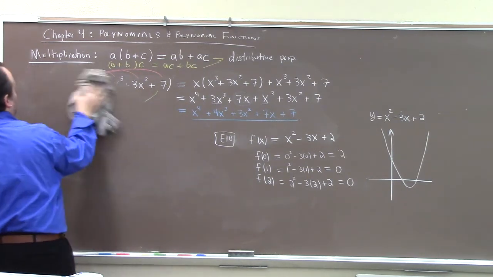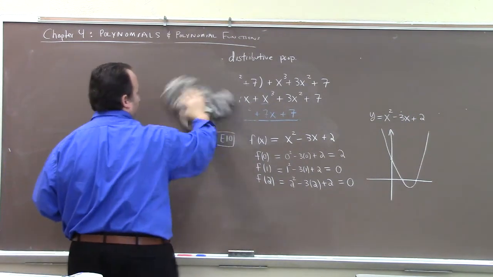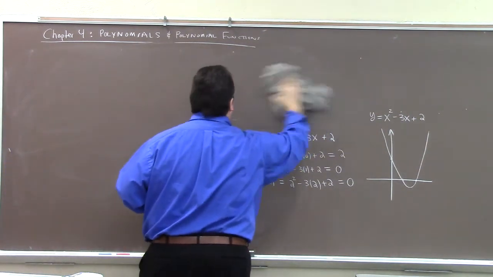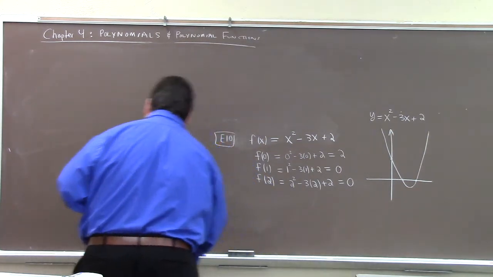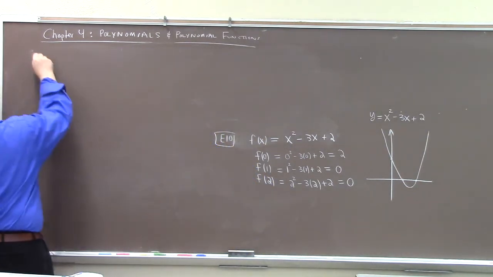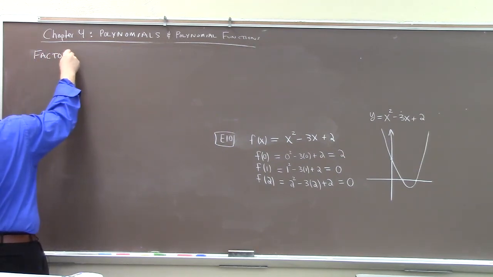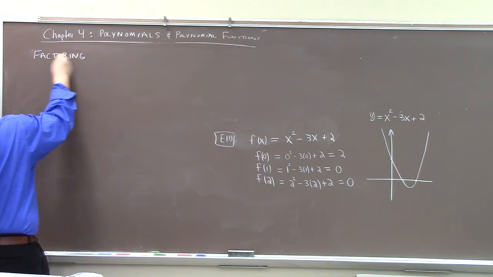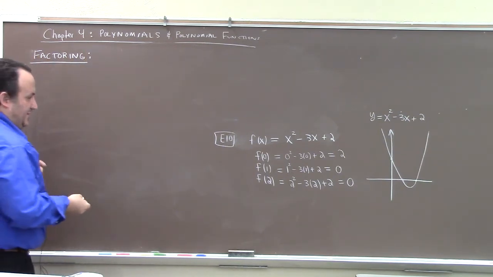Factoring, though, is a little bit harder. See, factoring is the opposite of multiplying. Sometimes I say factoring is unmultiplying. So we'll have to spend a lot more time on factoring. All right, I'm just going to start factoring today by means of example.